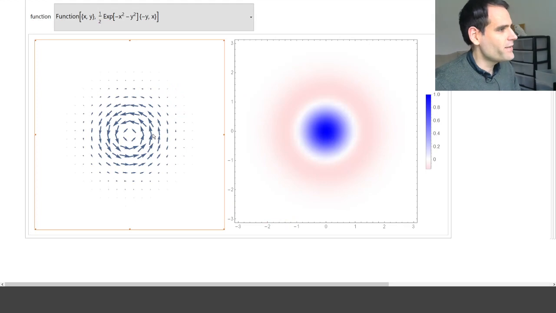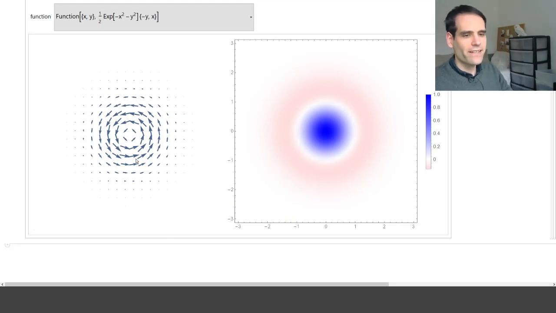So here you can see on the left I am plotting a vector field, and this vector field is given by this function here. This function is a half of the exponential of minus x squared minus y squared multiplied by the vector minus y comma x. So this is the x component and this is the y component of the vector field.